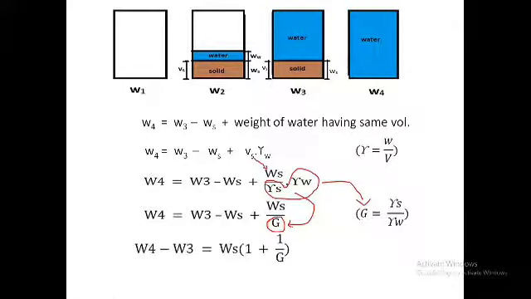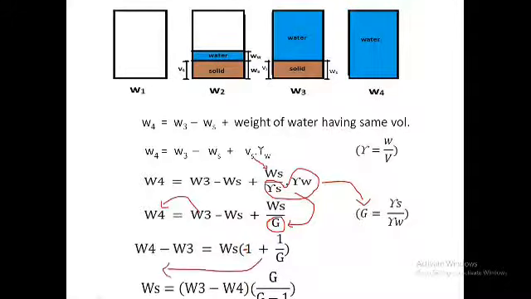Alright. So simplifying it further, this term will go there and we'll take W as common from both these terms. It will be minus 1 plus 1 plus G, and then simplifying it further, taking it down and then rearranging the terms, we will get the Ws value. This is the Ws value that we needed to find out.